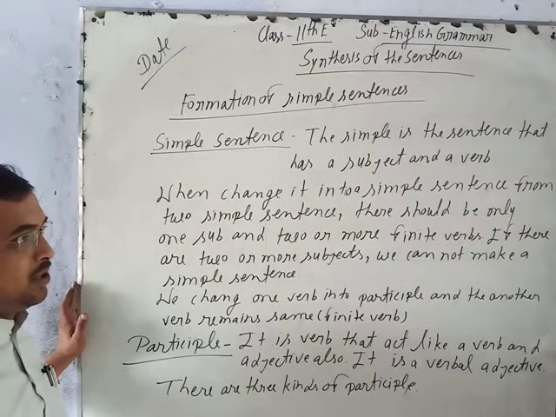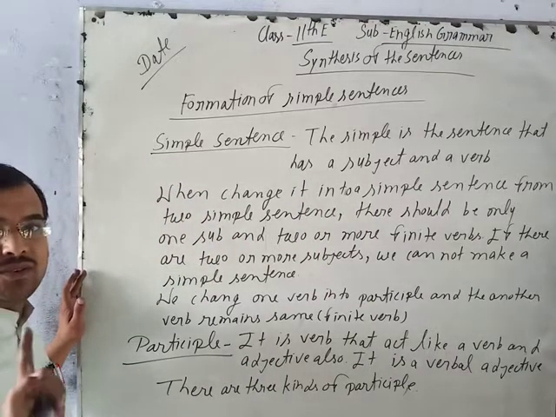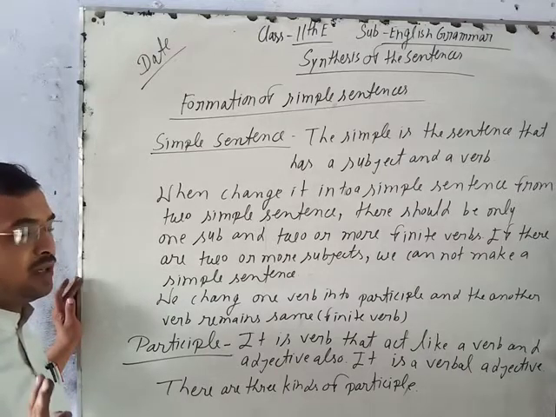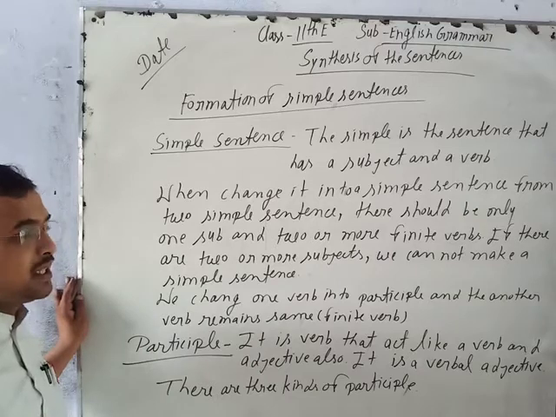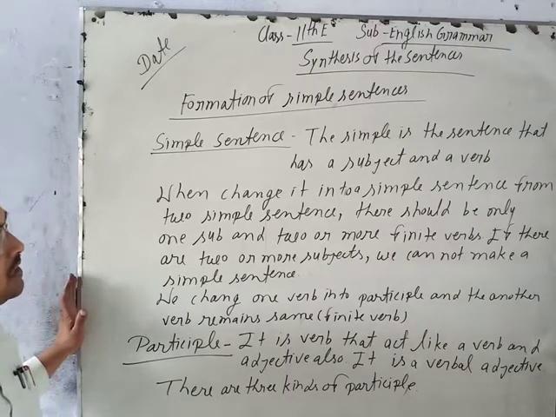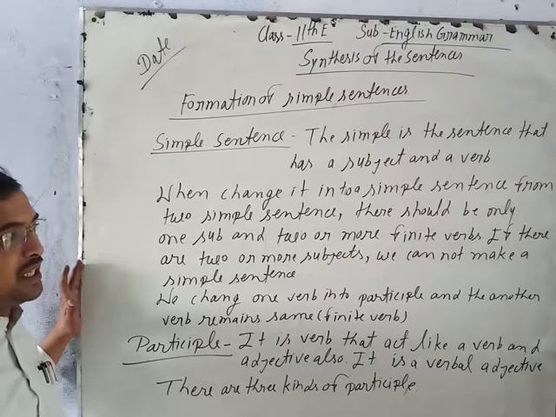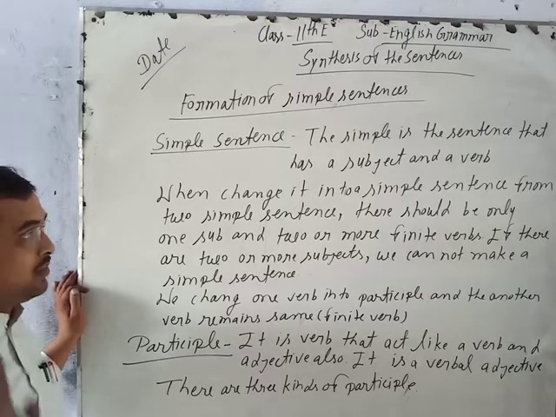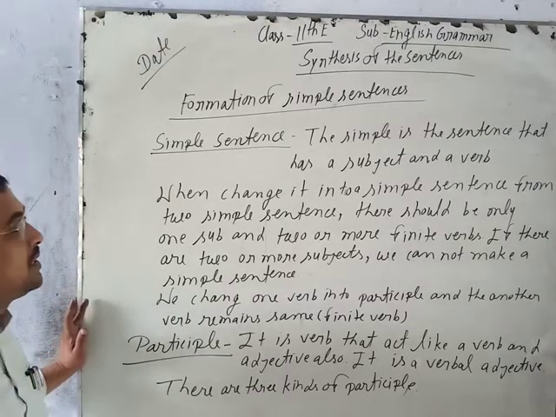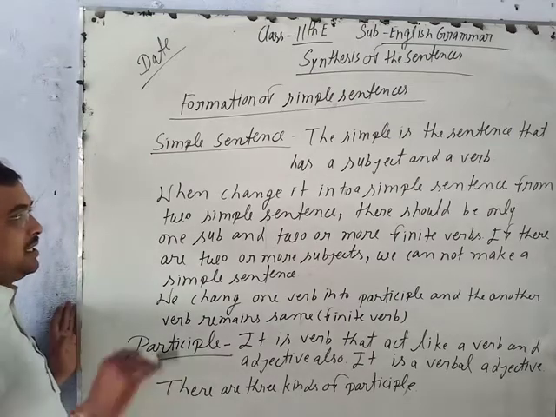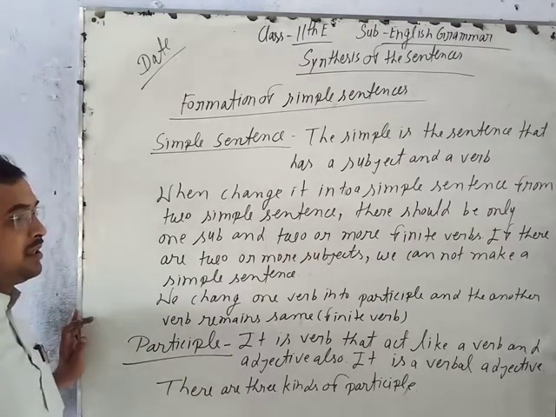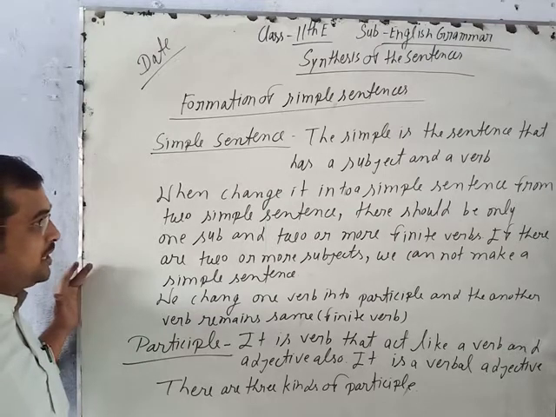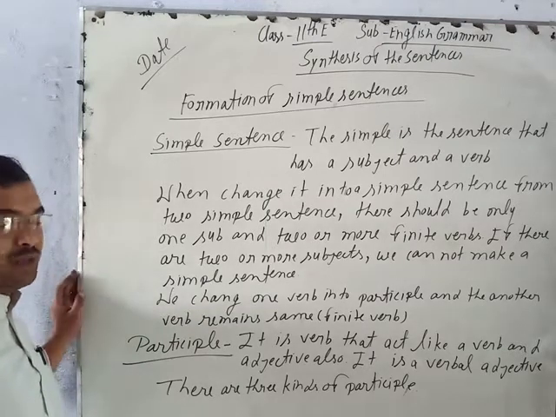As it is well known, a simple sentence has at least one subject and at least one verb. Without a subject or without a verb, no sentence can take form. So a simple sentence is a sentence that has at least one subject and one verb. Now let us see how we convert a simple sentence into a simple sentence by using participle.